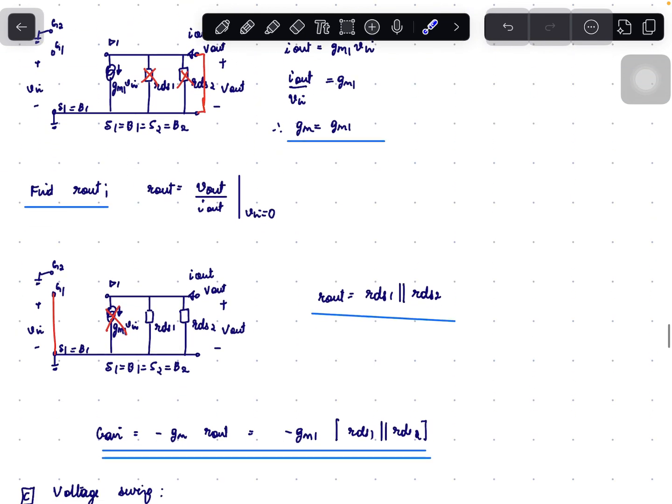Finding Rout. To find Rout, we need to short Vn, that is Vn has to be 0. If Vn is 0, the voltage controlled current source will be an open. So it results in Vout equals IOUT times RDS1 parallel RDS2. So Vout by IOUT will be equal to RDS1 parallel RDS2. So Rout of this circuit is RDS1 parallel RDS2. The gain of this circuit will be equal to minus GM1 times RDS1 parallel RDS2.